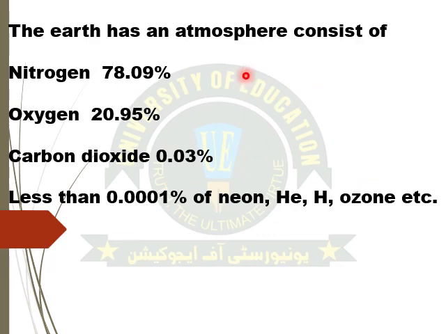If we talk about the atmosphere, there are different gases in our atmosphere, but nitrogen is at the highest percentage. There is about 78.09% of nitrogen, 20.95% of oxygen, 0.03% of carbon dioxide, and less than 0.0001% of different gases that may be neon, helium, hydrogen, ozone, etc.